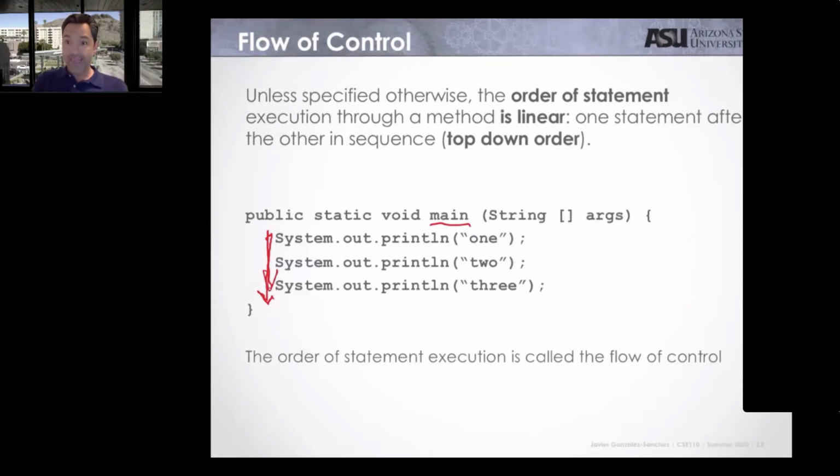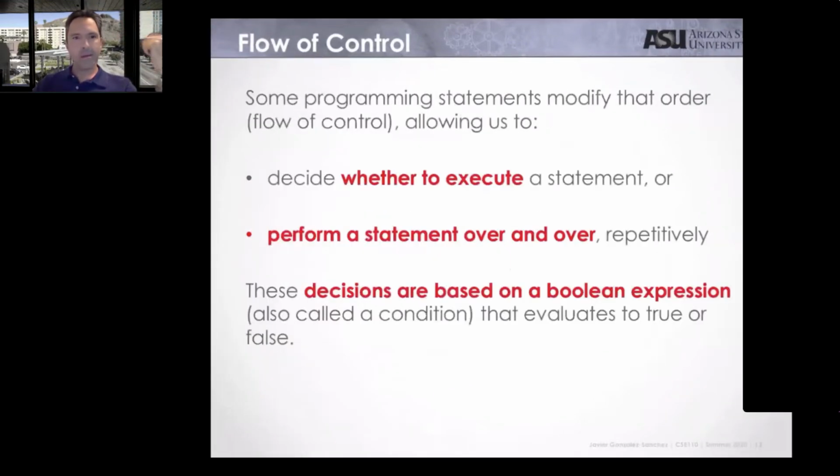So basically, the execution of your program inside of a method is one line, top down. Good. What happens if we want to change that? What happens if sometimes we do not want our program to run in this way, line by line, top down? Why? Sometimes maybe we have several lines in a program, but we do not want to execute all the lines.